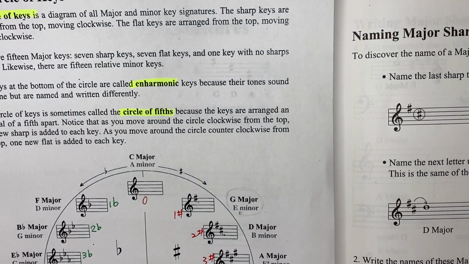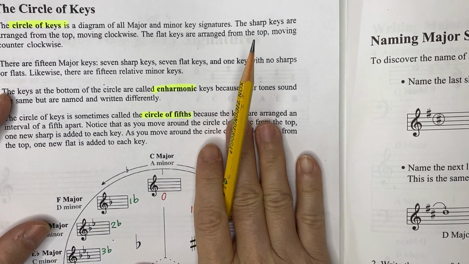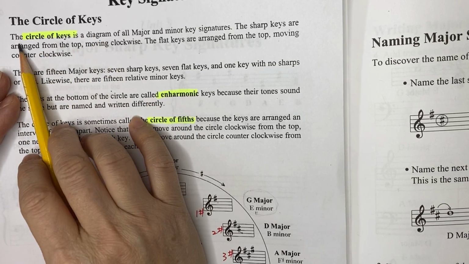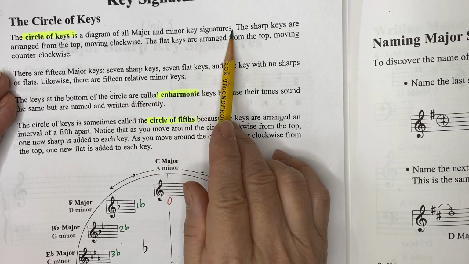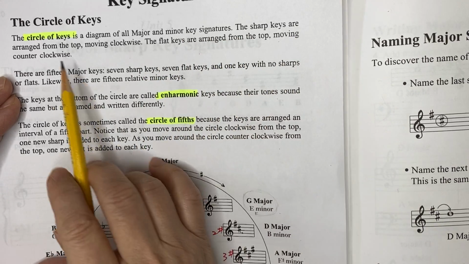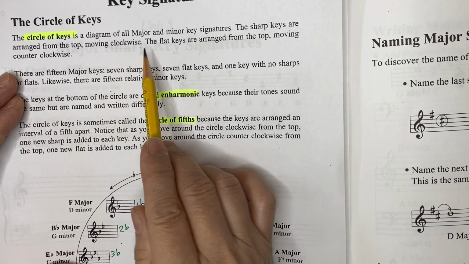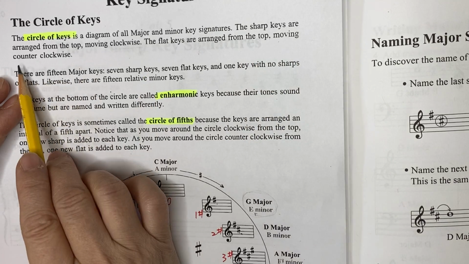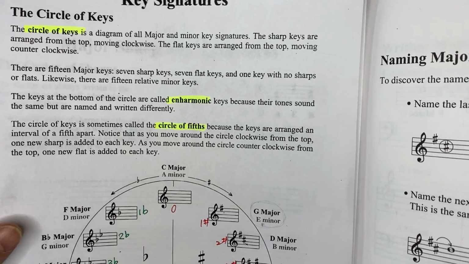Okay, following the topic, we want to talk about key signatures. First of all, we need to introduce you to the circle of keys. The circle of keys is a diagram of all major and minor key signatures. The sharp keys are arranged from the top, moving clockwise. The flat keys are arranged from the top, moving counterclockwise. This is where you can see.